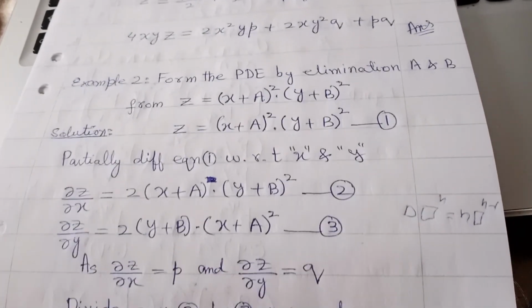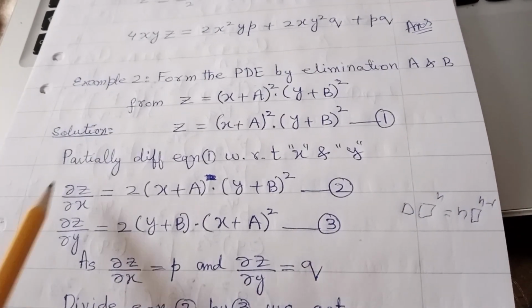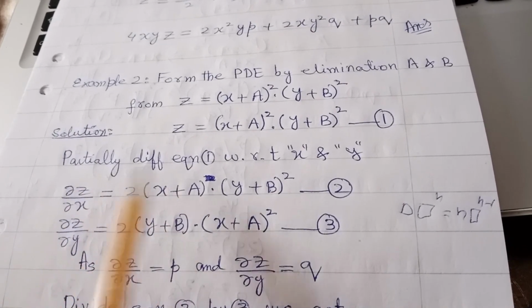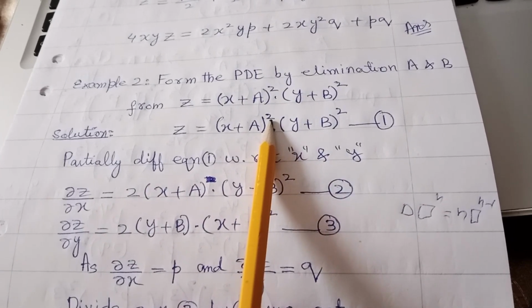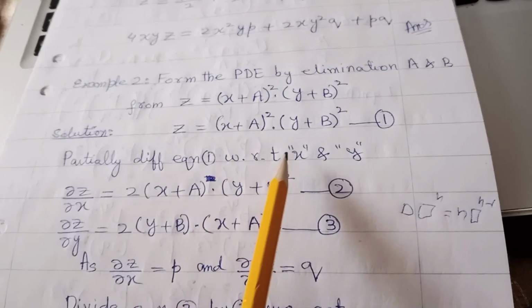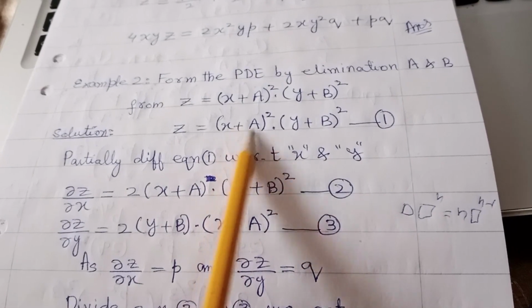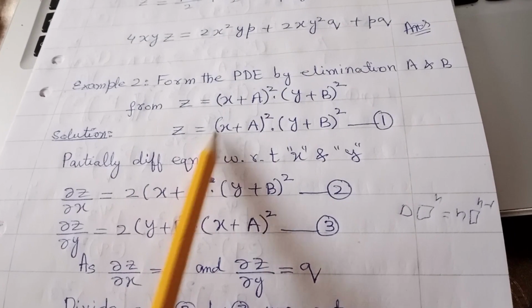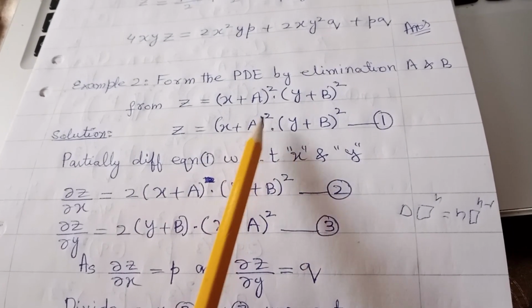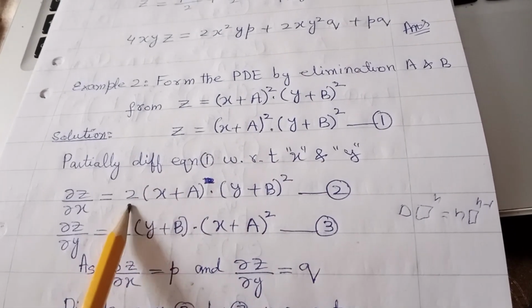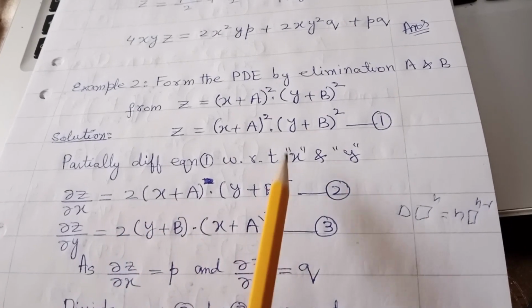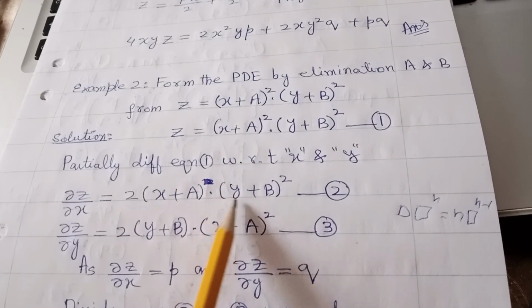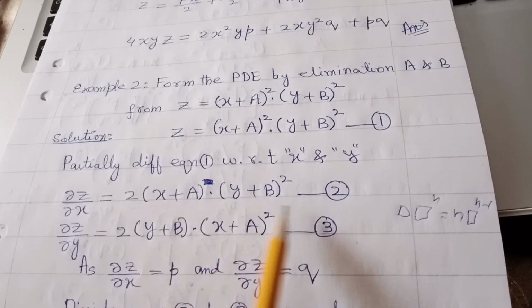So we will differentiate equation number 1 with respect to x, which gives ∂z/∂x = 2... What is this 2? We will differentiate only this one. Because we have x here, it is treated as a power function, and according to the power rule, we shift the power to the front and reduce the power by 1, so the derivative becomes 2(x + a). And this other term is a constant in the coefficient, so it will remain the same. So this is equation number 2.